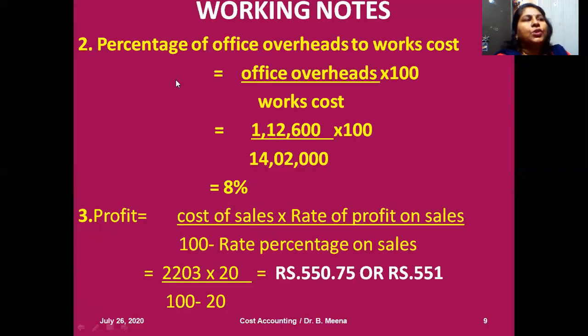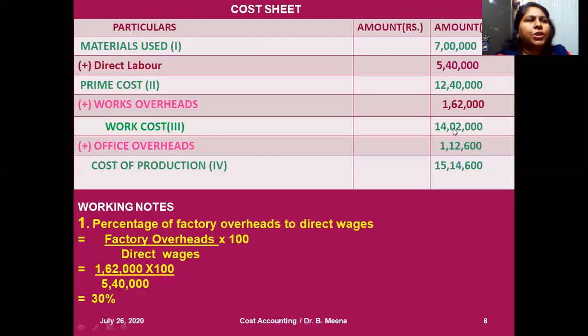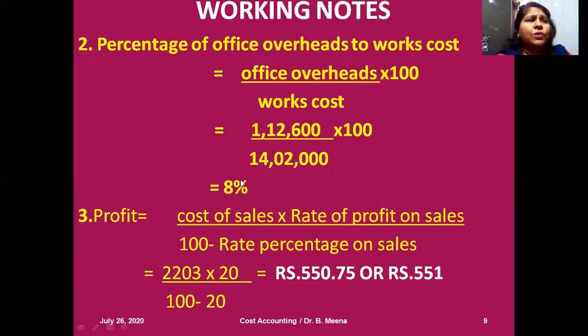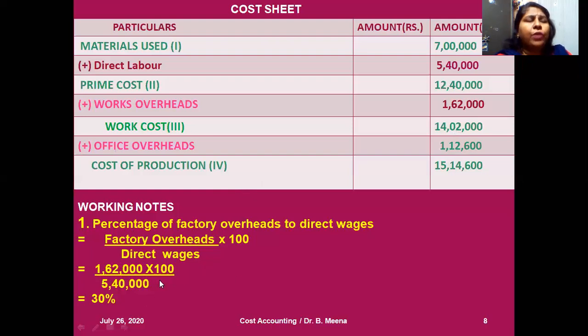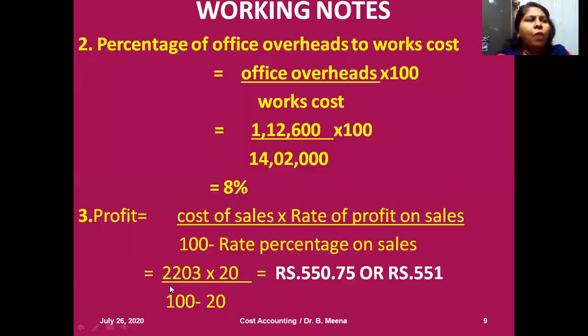Next working note is to calculate the percentage of office overheads to work cost. So what will be the formula? Office overheads will be in the numerator, the work cost will be in the denominator. So as per the cost sheet, what is my office overheads? 1,12,600 divided by work cost, 14,02,000. So I made use of this cost sheet information to find out my percentages. First is the factory overheads percentage, 30. Next, I'm calculating office overheads, and that is 8 percent.